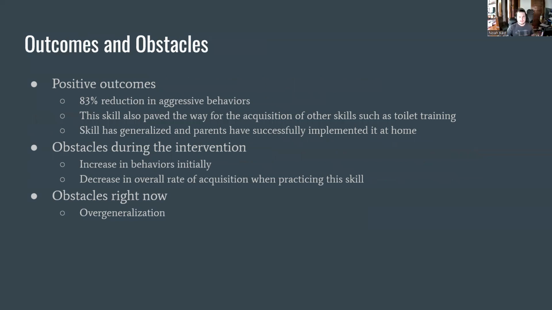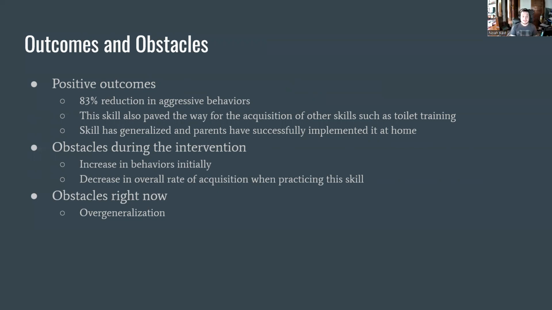So, what are some outcomes and obstacles? Some positive outcomes: we had an 83% reduction in aggressive behaviors. This is massive for us. The skill also paved the way for the acquisition of other skills, such as toilet training, because now she had the words to ask for breaks. She wasn't engaging in those aggressions, which made those skills much easier to train and teach. And the skill has also generalized, and parents have successfully implemented it at home, even stating that they're running trials at home with their daughter just so that they can hear her ask for a break again, which is really heartwarming.